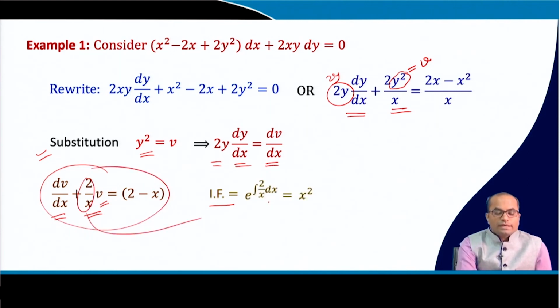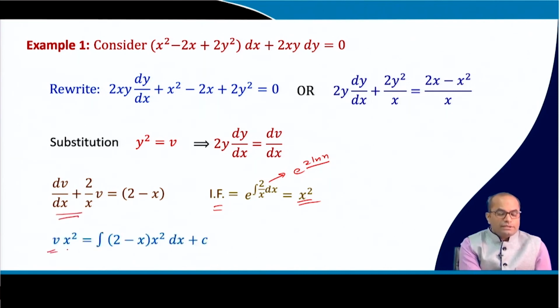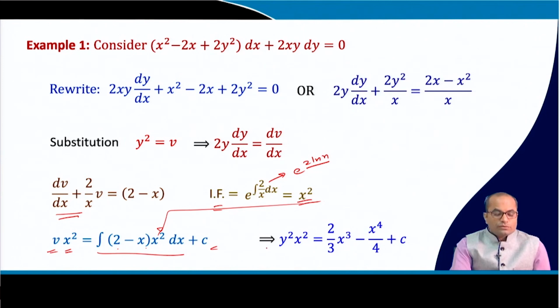So, e power integral of 2 over x dx. That is x square, because this is 2 ln x. So, here e power 2 ln x, and this is nothing but e power ln x square. So, we will get just x square as the integrating factor, and once we have the integrating factor, we can write down the solution. V into x square is equal to this integral of (2 minus x square) times this integrating factor, dx plus c, and this can be integrated to give, now v we can substitute as y square.